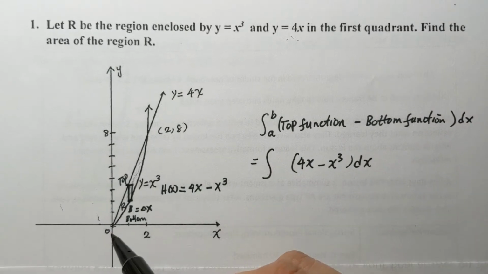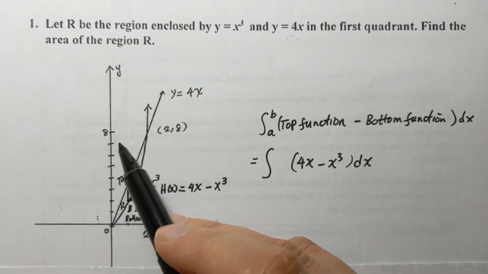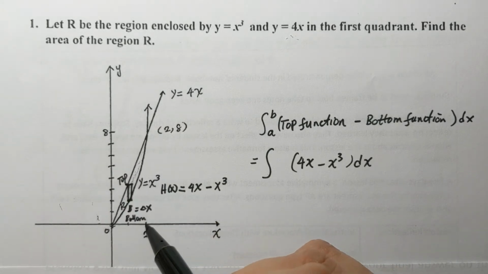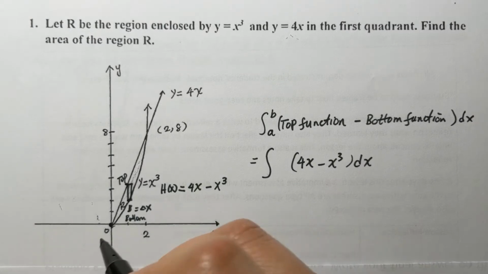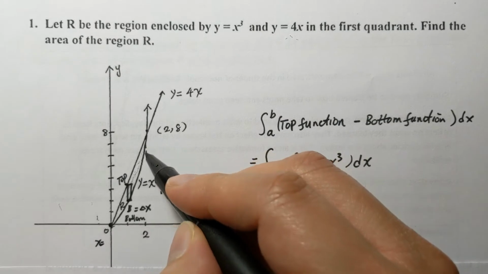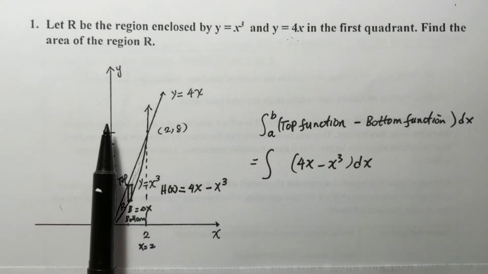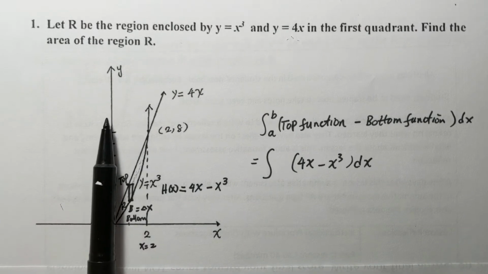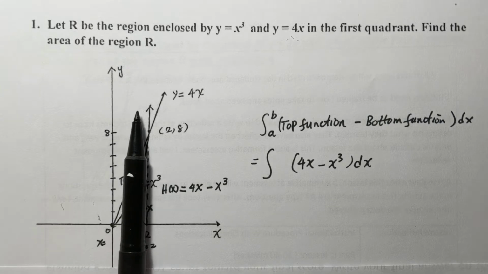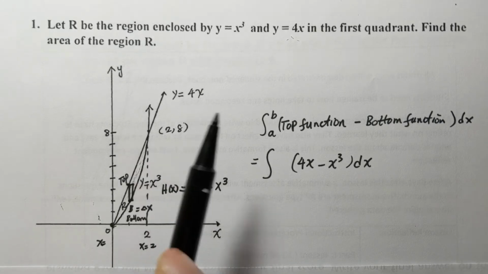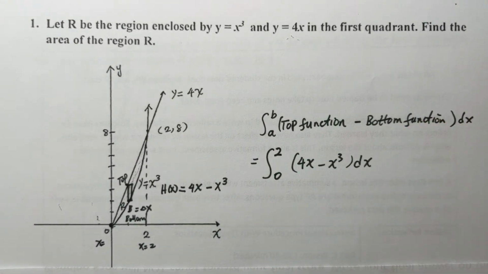Now, what should be a and b? Look at this piece over here. You will find out that this is the interval. The smallest is going to be x equal to 0, and the highest is going to be x equal to 2. If you go this way, the smallest x value is 0, and you move, move, move, and the biggest x value is 2, so therefore it's 0 to 2. So now we have the integral.